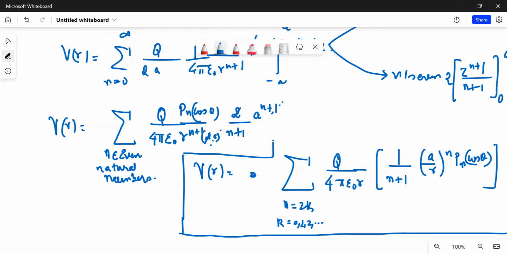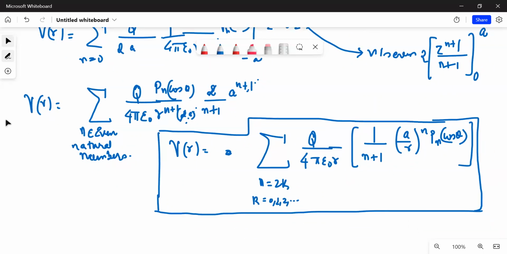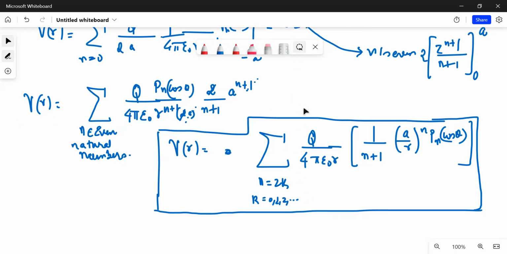So this will be your potential for a uniformly distributed charge along the z-axis. Okay. Is that clear? So uniform distribution of charge along z-axis from minus a to plus a, I guess. It was there that total charge q was distributed uniformly along the z-axis from minus a to plus a, and it was sought from us what would be the potential as a function of r. So this is the expression for the potential. Is that clear?